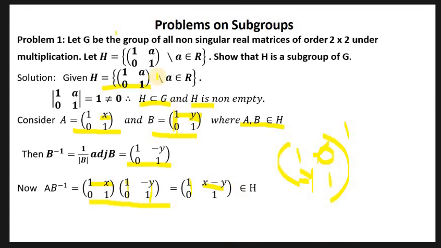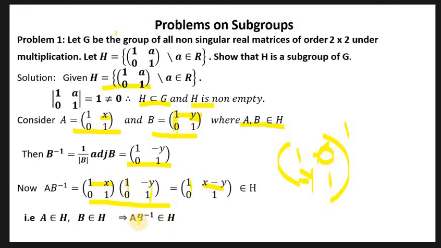See, it is of the form 1 a 0 1 because x and y are two real numbers. The difference of these two real numbers is again a real number. Hence 1 x minus y 0 1 belongs to H. We have taken A and B belongs to H. Then we proved that AB inverse belongs to H. Therefore, it is a subgroup. So that is A belongs to H, B belongs to H implies AB inverse belongs to H.